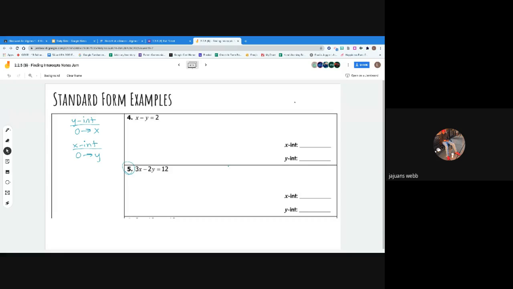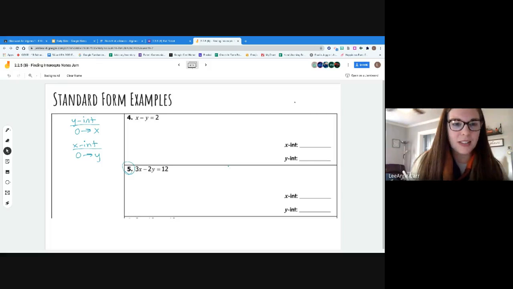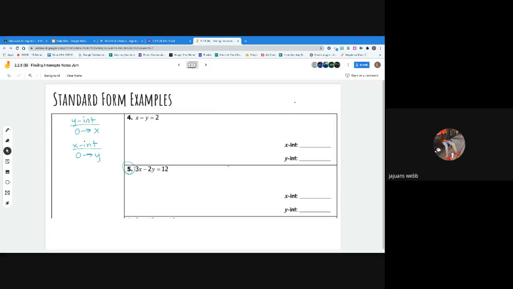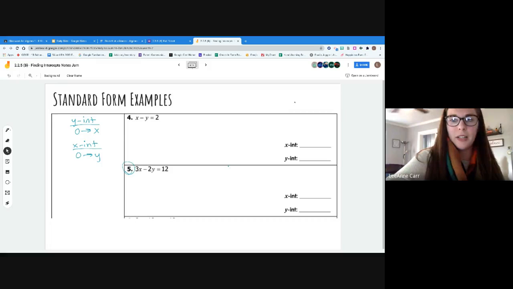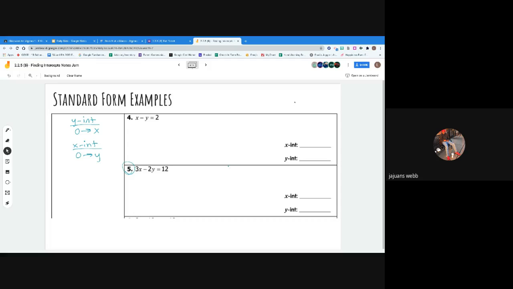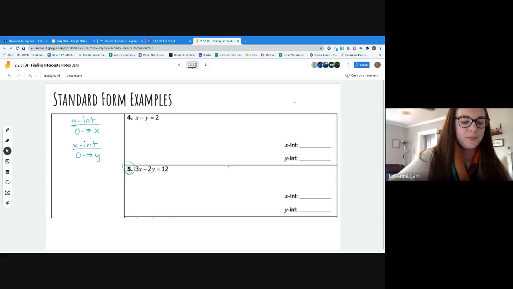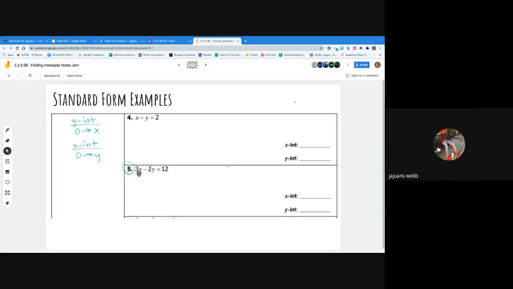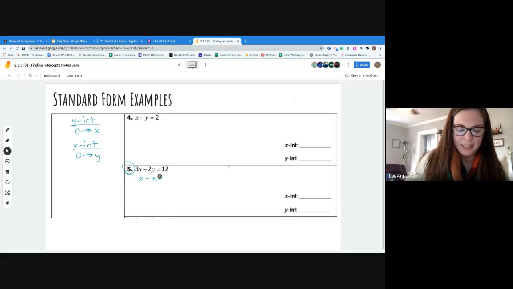JJ? Hello? It worked. Hey. JJ, do you want to solve for the x or y intercept? There's no wrong answer. You get to choose. X-intercept. Okay, so JJ, if we want to solve for the x-intercept, what do we need to do? What's our rule say to do?